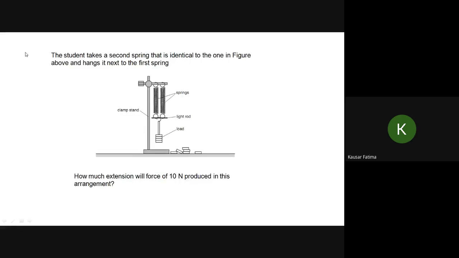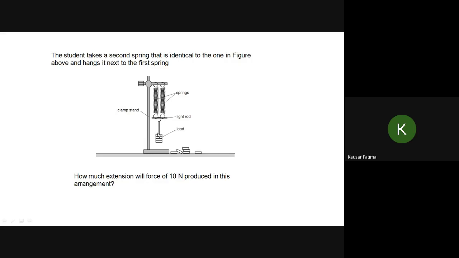Now the student takes a second spring that is identical to the one in the figure above and hangs it next to the first spring. Now there are two springs in parallel, and the student applies the same force of 10 Newton. So how much extension will be produced in this? Now here the extension which will be produced will be halved.